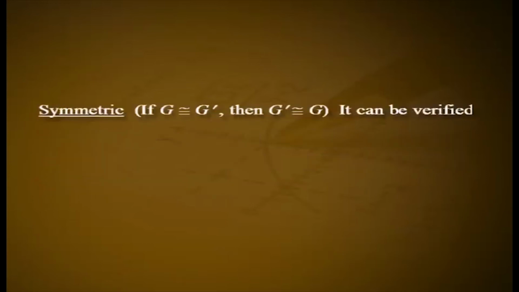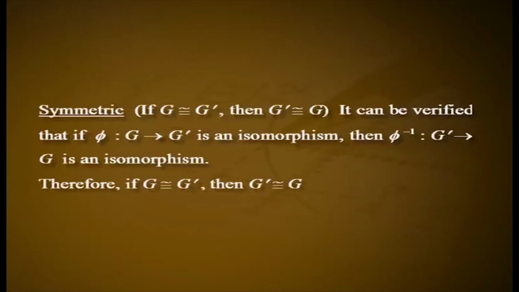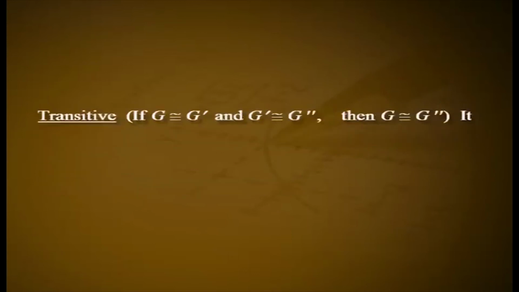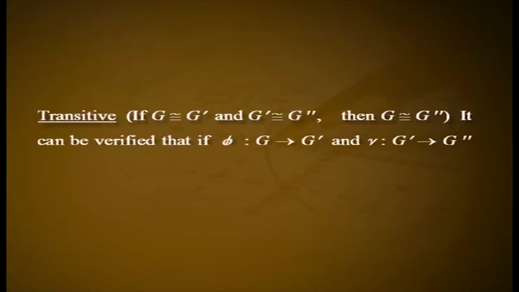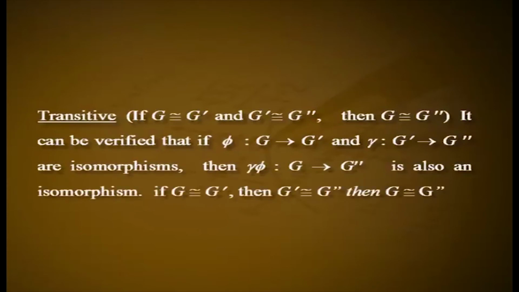Symmetric. If G is isomorphic to G dash, then G dash is isomorphic to G. It can be verified that if phi from G to G dash is an isomorphism, then phi inverse from G dash to G is an isomorphism. Therefore, if G is isomorphic to G dash, then G dash is isomorphic to G. Transitive. If G is isomorphic to G dash and G dash is isomorphic to G double dash, then G is isomorphic to G double dash. It can be verified that if phi from G to G dash and gamma from G dash to G double dash are isomorphisms, then gamma phi from G to G double dash is also an isomorphism.